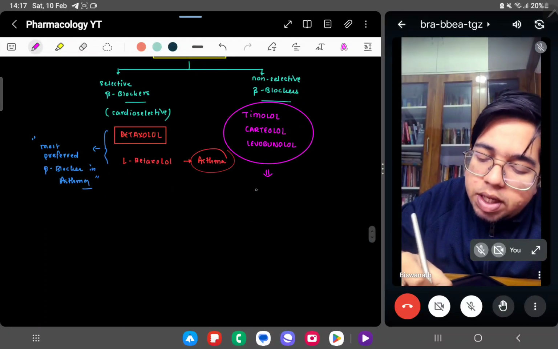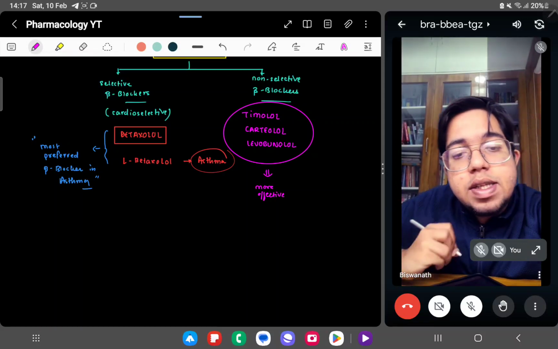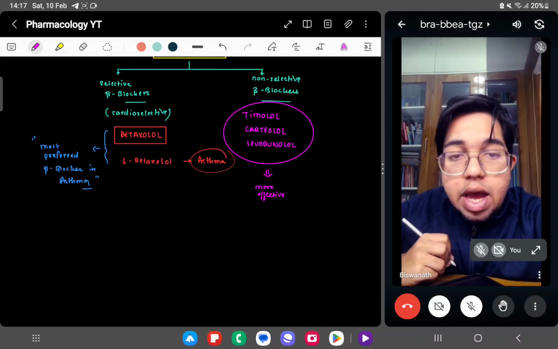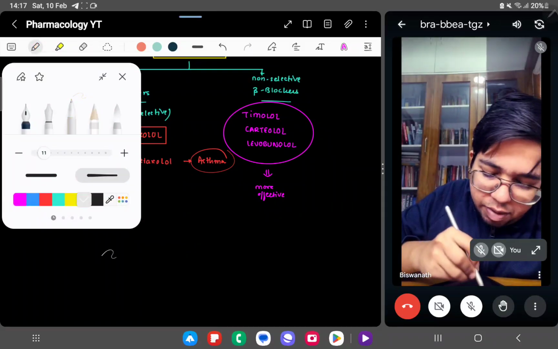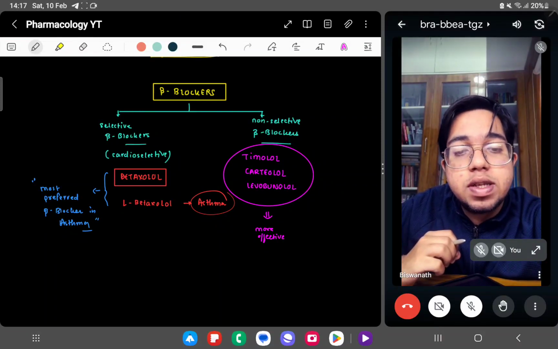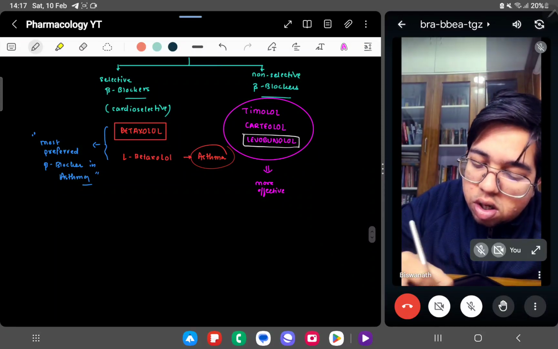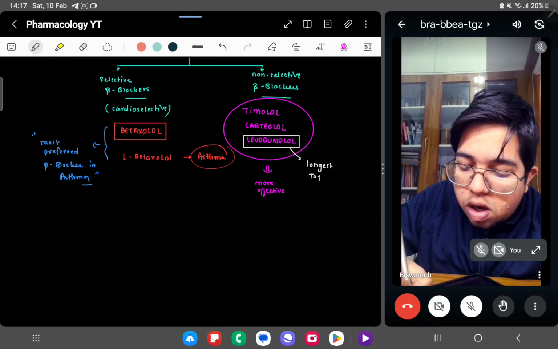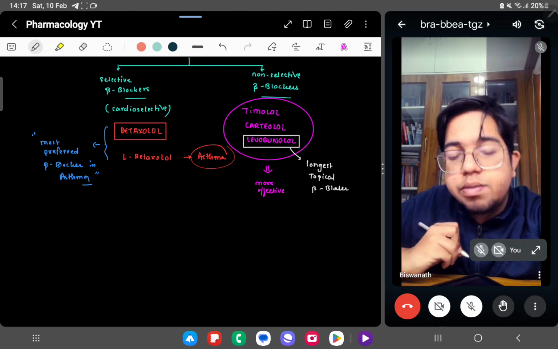In case of glaucoma, these are more effective than the selective cardioselective ones. Okay, and just remember that levobunolol has a very specific special point: it is considered the longest-acting topical beta blocker. Okay.